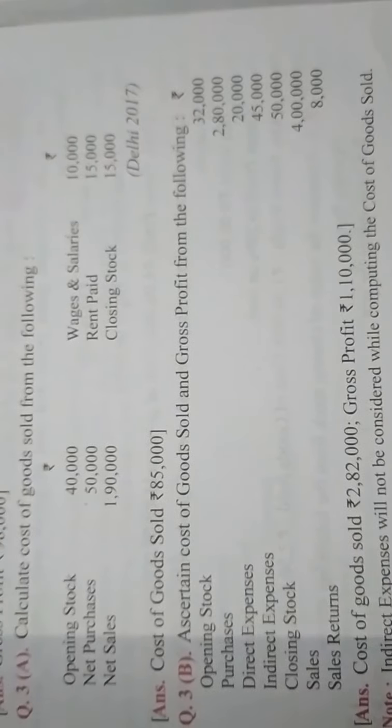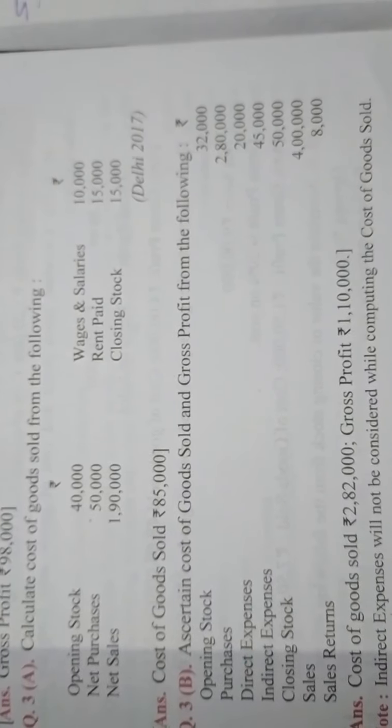Net sales, likewise net purchase minus purchase return. Net sales also means sales minus sales return. See the sales figure. Sales is 4 lakh and sales return is 8,000. Just subtract both of them. You will get the answer 3,92,000. Subtract COGS from here. You will get 1,10,000 as gross profit. So this is the solution of this question.